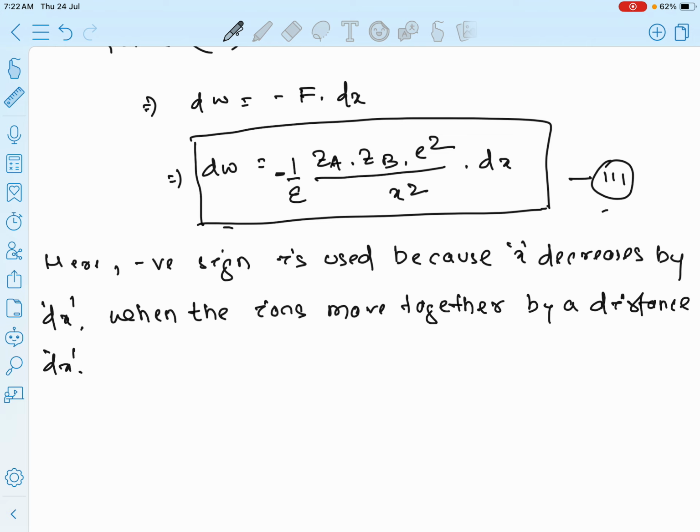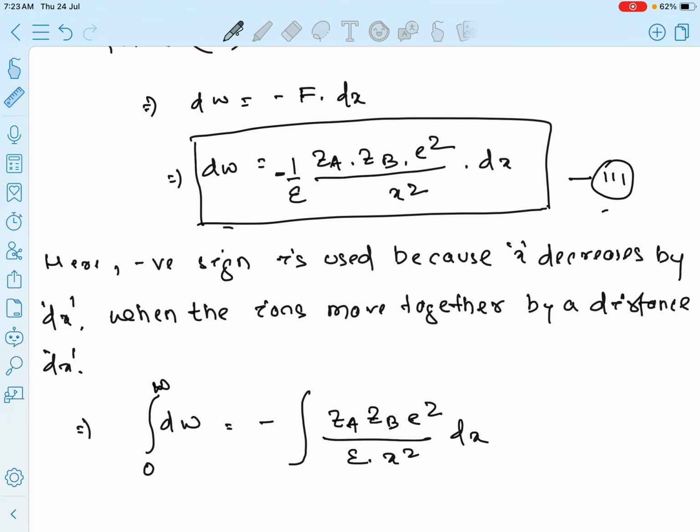Equation number 3 talks about the work done calculated for an infinitesimal change, but for a finite change we will add the change calculated during each infinitesimal change and simply take the integration. So the total work done can be given by integrating the work done of each infinitesimal step. And what is the variation? The variation is x. Integration of za zb e square by epsilon x square into dx.